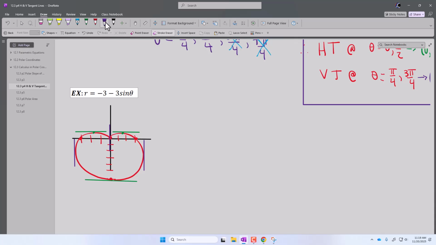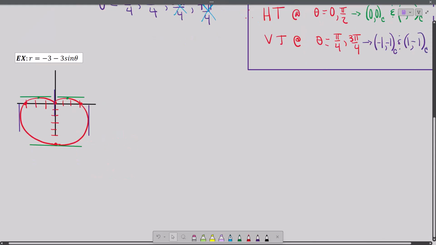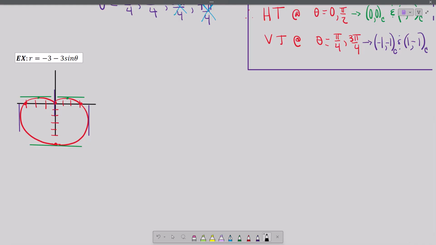We won't do it. Okay, so let's find, first, convert to parametric. So the x-coordinate is going to be r, which is now a function, times cosine theta. Y is r times sine of theta. There they are.